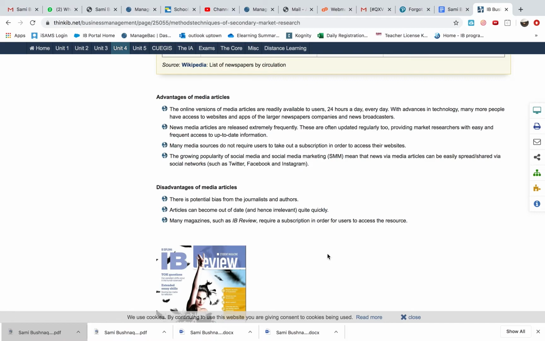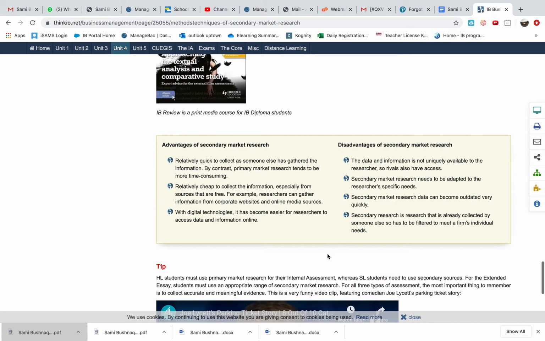The growing popularity of social media and social media marketing, SMM, mean that news via media articles can easily be spread and shared across networks, so you can get the news out there and then access it too through your social media. However, there's a lot of potential bias from journalists and authors, so they might only show one side of the story. Articles can become out of date pretty quickly, hence irrelevant. Many magazines like the IB Review require subscription in order to access the resources. Once again, needing to pay for it is in general a barrier.